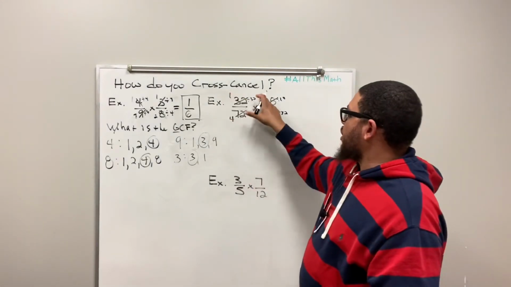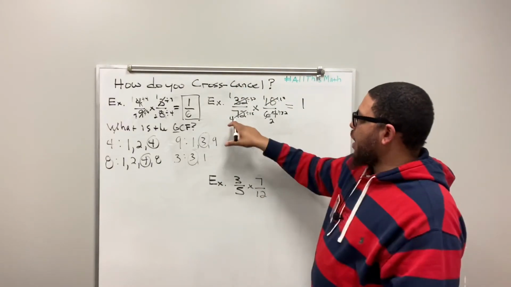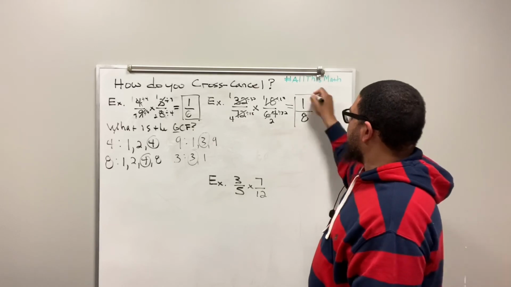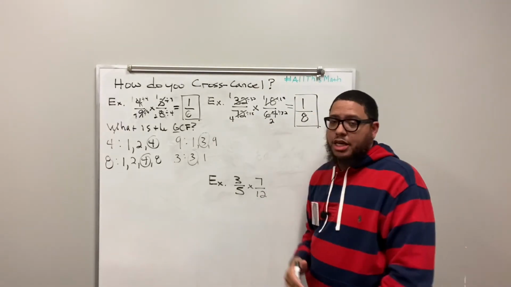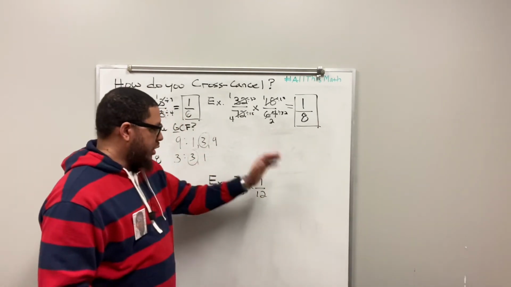So now you got 1 times 1, which is 1 because we're multiplying horizontally. And we got 4 times 2, which is 8. And that's my answer. All right? And we just cross cancel. All right? Now let's slide down here. Let's check out this last example before I end this video.